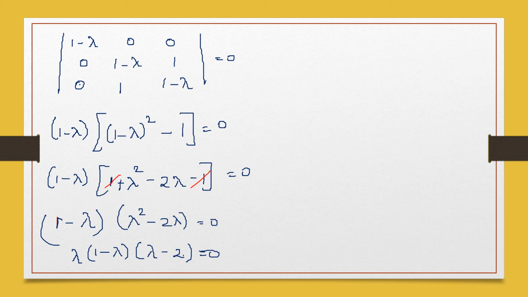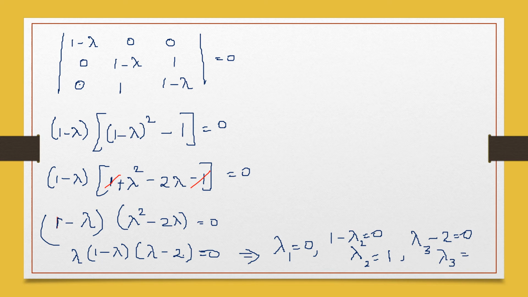So there are 3 factors here. So the roots for these factors will be, let me say, lambda 1 equal to 0. 1 minus lambda, I can equate it to 0. 1 minus lambda is equal to 0, so lambda 2 will be 1. Similarly, lambda minus 2 can be equated to 0, so lambda 3 will be equal to 2. So in this way, again, we can find the eigenvalues, that is 0, 1 and 2.